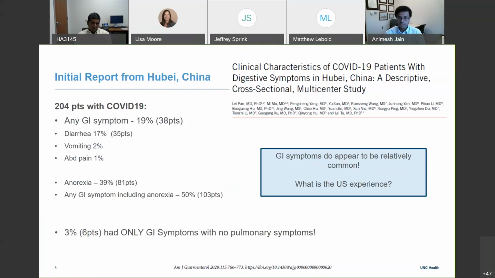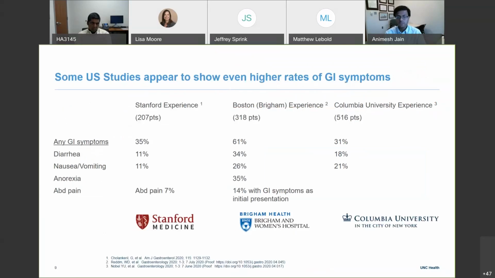And then the question is, what's happening around the world since the virus has moved to other parts of the world? So this slide here is a summary of some of the reports that have come out in the last couple of months from some large centers in the US. All of this data was published around May or early June, I believe. So these cohorts are already a couple of months out of date.